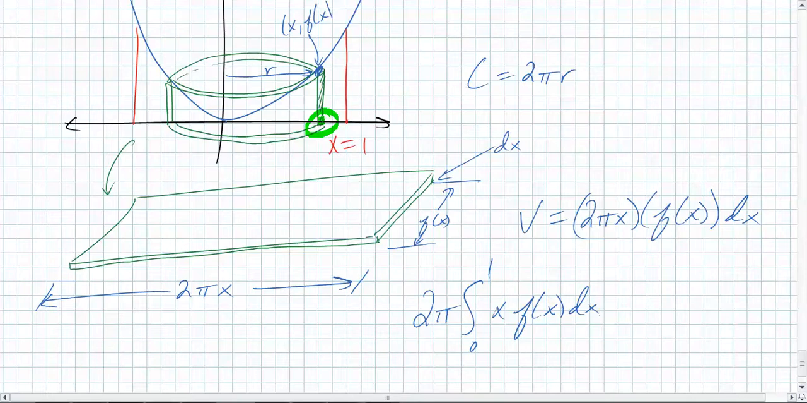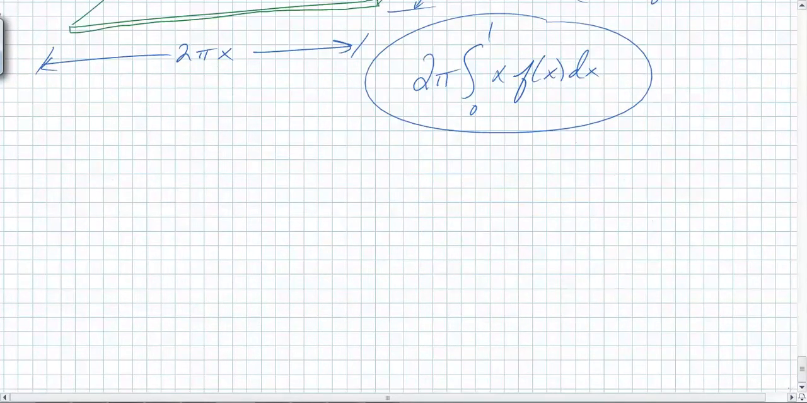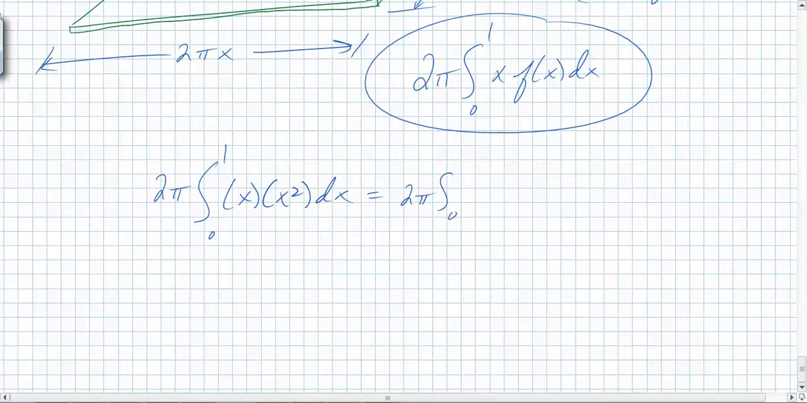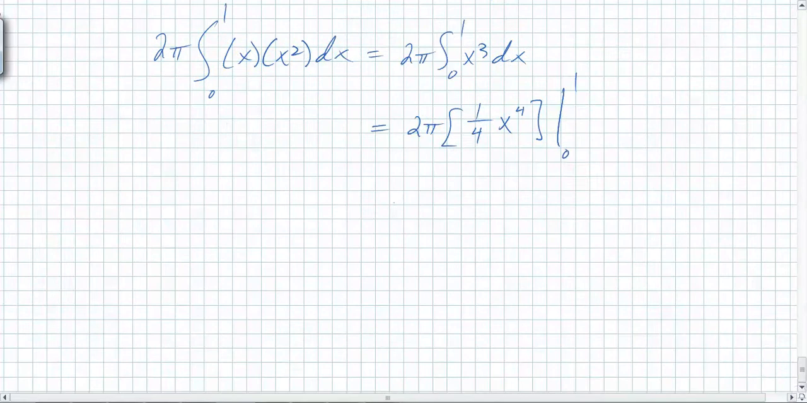So now we plug it in. This right here is the general setup for what you're going to be using when you do integration of rotational solids with cylinders. These are cylinders. So instead of f of x, we write x squared. We do 2 pi from 0 to 1 of x times x squared times dx. Is this something we should be able to integrate? Yeah, it's x cubed dx. What's that going to be? 2 pi times 1 fourth x to the fourth, from 0 to 1. Plug in 0, what do you get? So you end up with 2 pi times 1 over 4. Is that the same thing we got before?